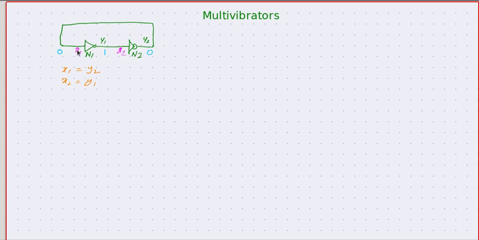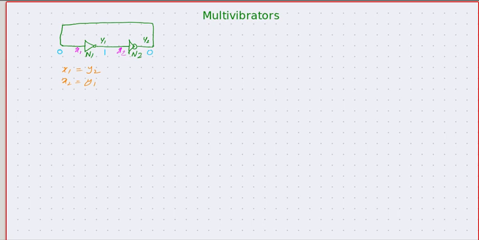So a 0 here makes a 1 here. 1 here makes a 0 here. This 0 here makes a 1 here. This 1 here makes a 0 here. So there is a constructive feedback here.